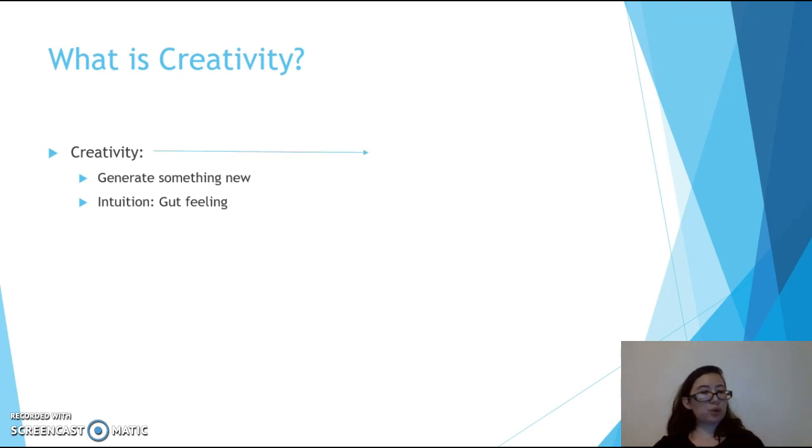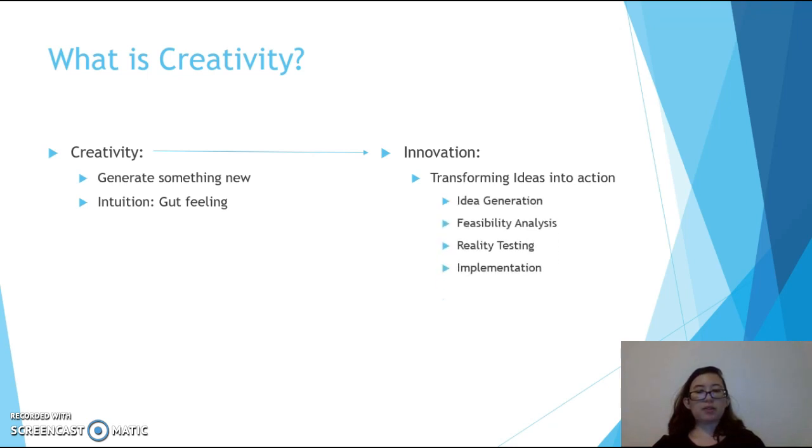Creativity also leads into innovation, which is to put ideas into action. There are 4 steps of innovation, and this includes idea generation, feasibility analysis, reality testing, and implementation. Like creativity, it too comes from intuition and is a natural unconscious process. Essentially, creativity and innovation are 2 sides of the same coin.